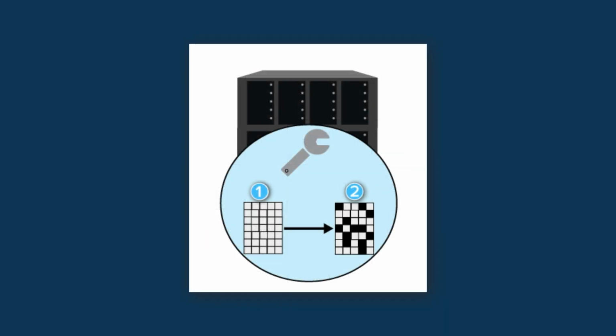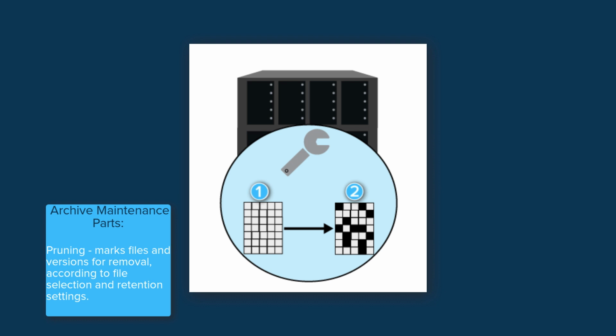The first part of the archive maintenance is called pruning. This process clears out the files and file versions that are no longer within the file selection and retention settings. The maintenance worker running on the server goes through the file manifest, identifies the files and versions that are to be pruned out, and marks the blocks that correspond to those files and versions as unused. These unused blocks of data still take up space in the archive until the next process runs.